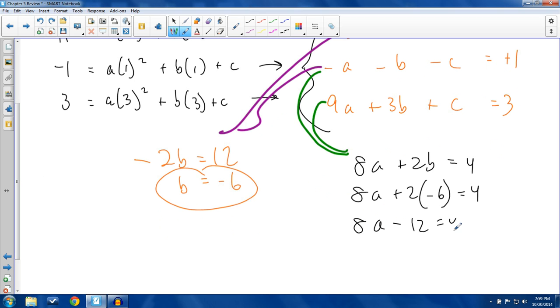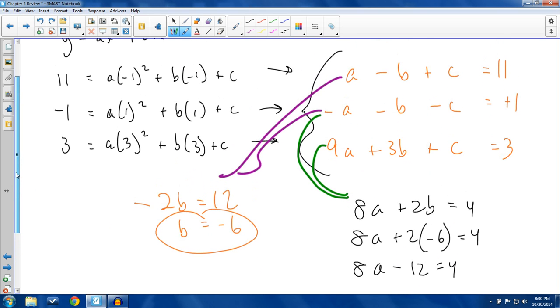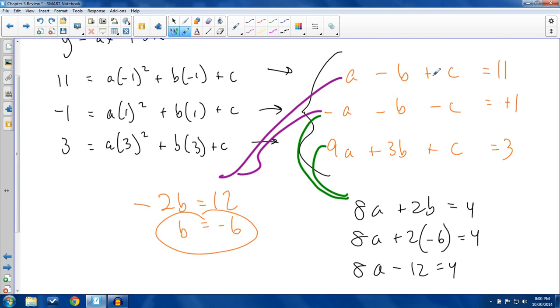8a minus 12 equals 4. 8a equals, what is that, 16? 16, so a is 2. Bada boom, bada beam. And finally, coup de grace, plug it into one of these equations. Just be careful, that's a negative.